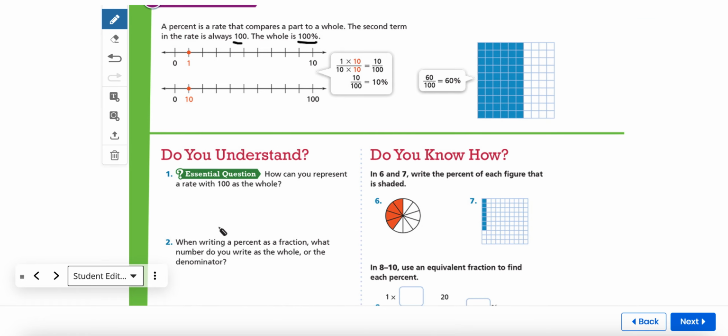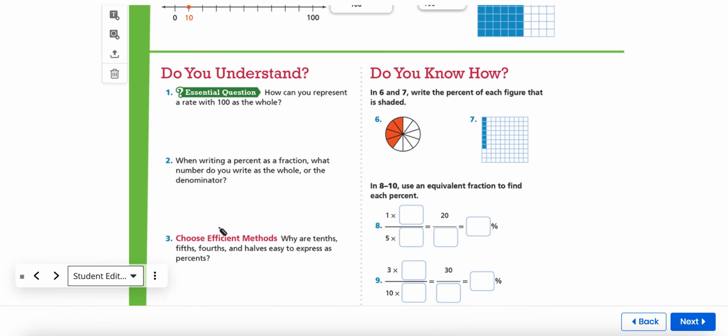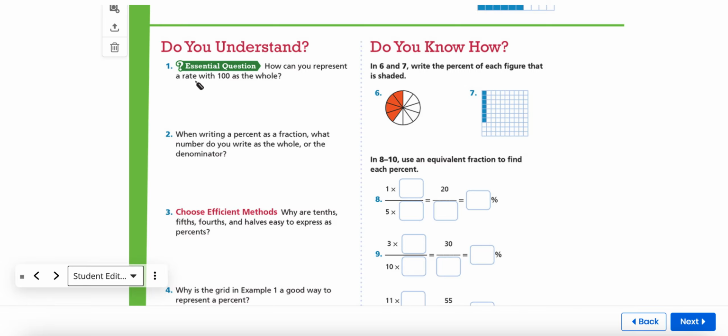So we're going to go over these questions over here. How do you represent a rate with 100 as a whole? You put over 100. So you compare whatever they're giving you over 100. So you use percent. Okay? When writing a percent as a fraction, what number do you write as the whole? The answer is always 100. Always 100.